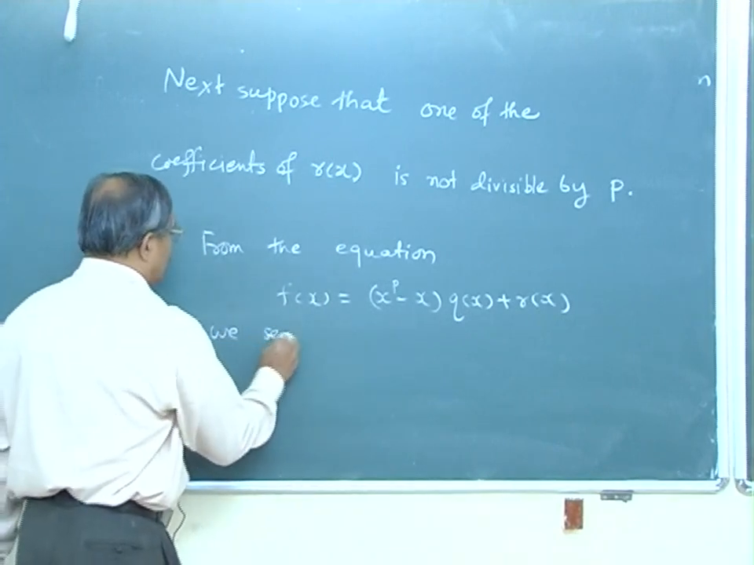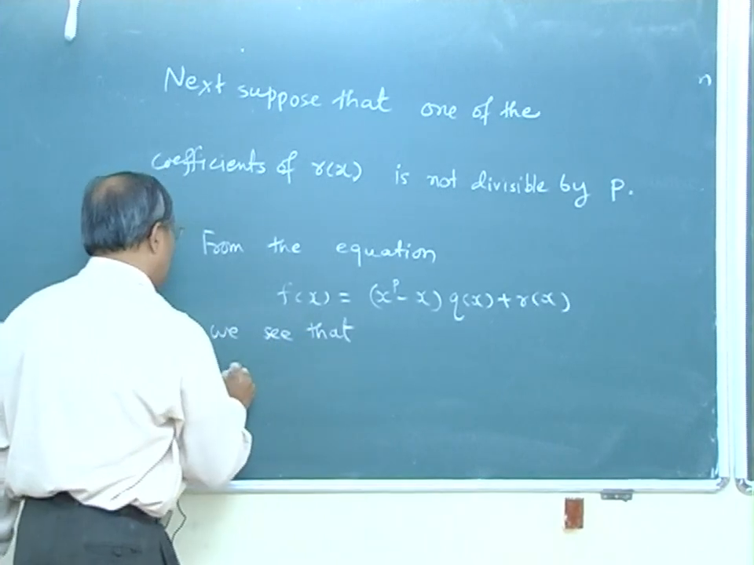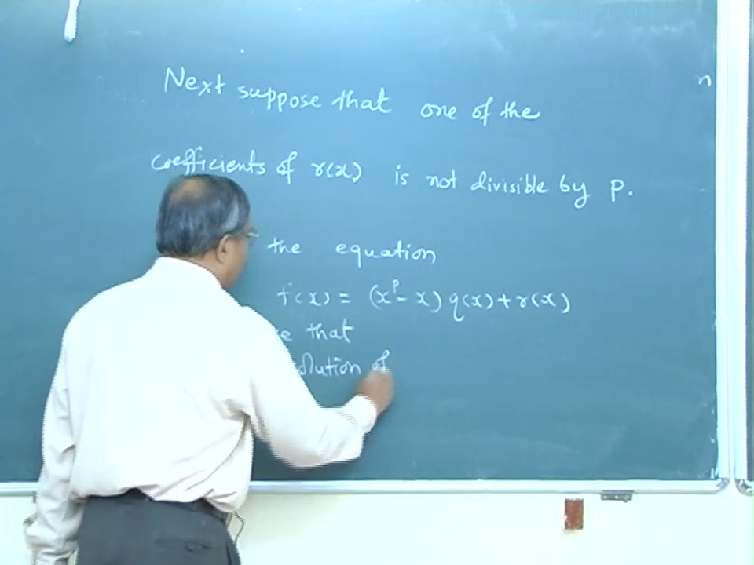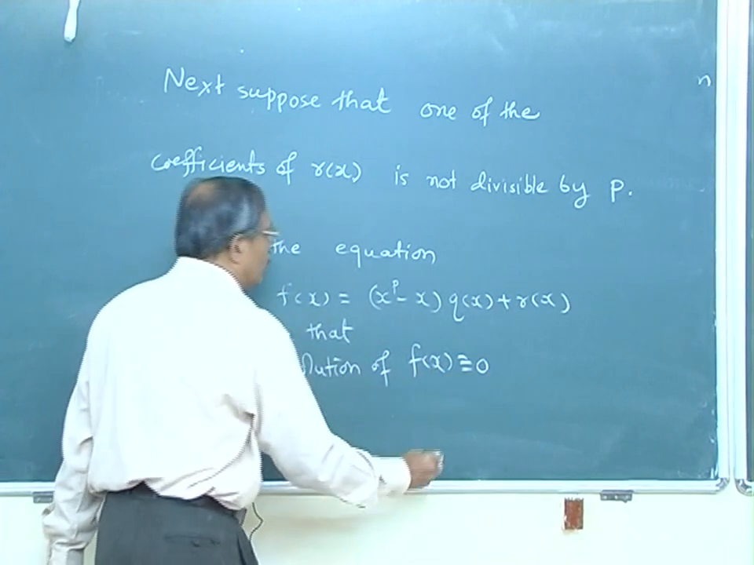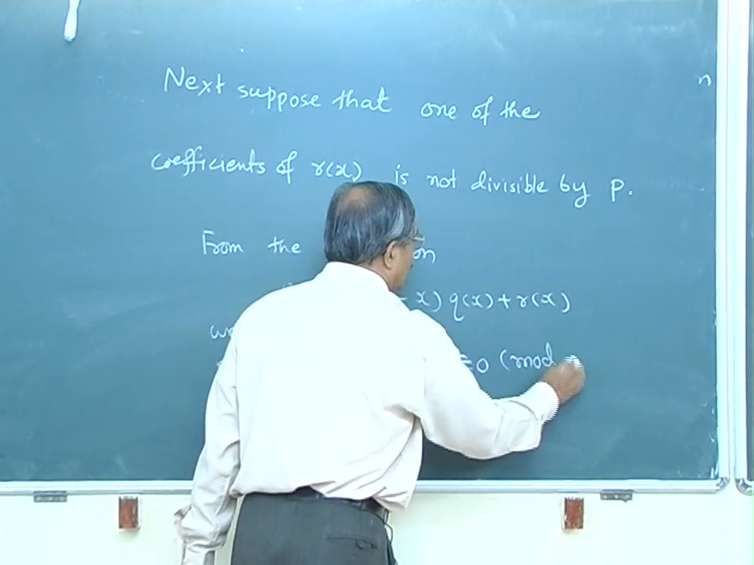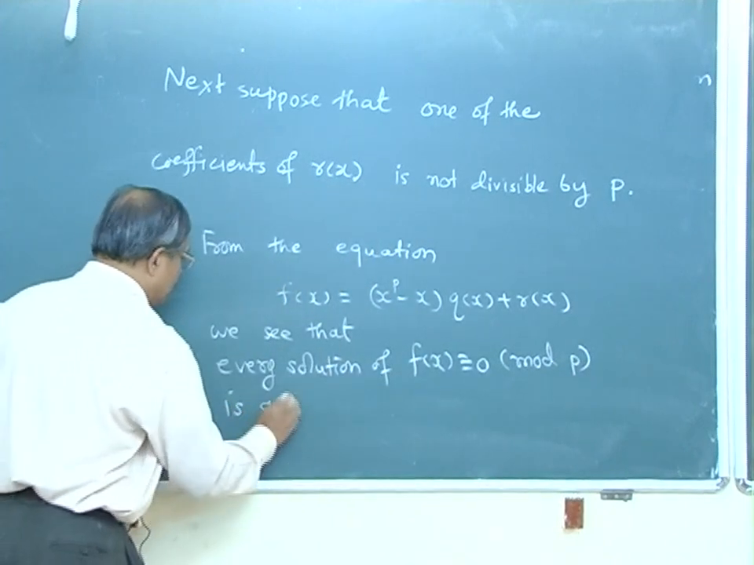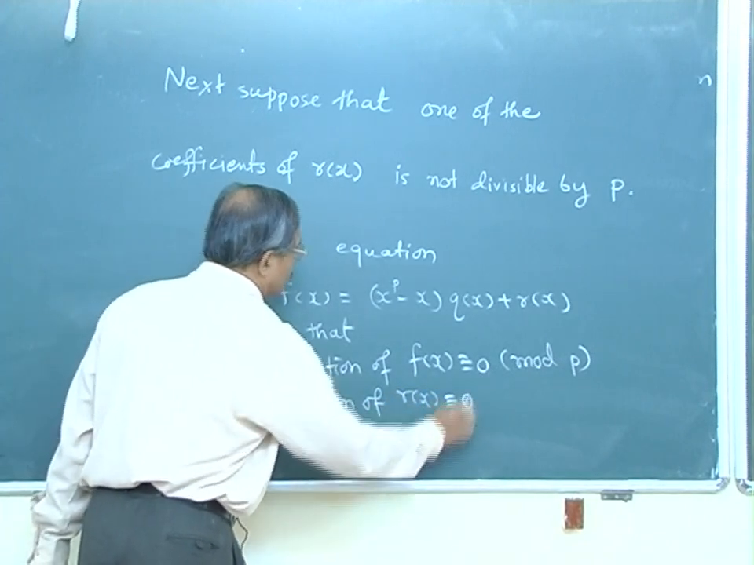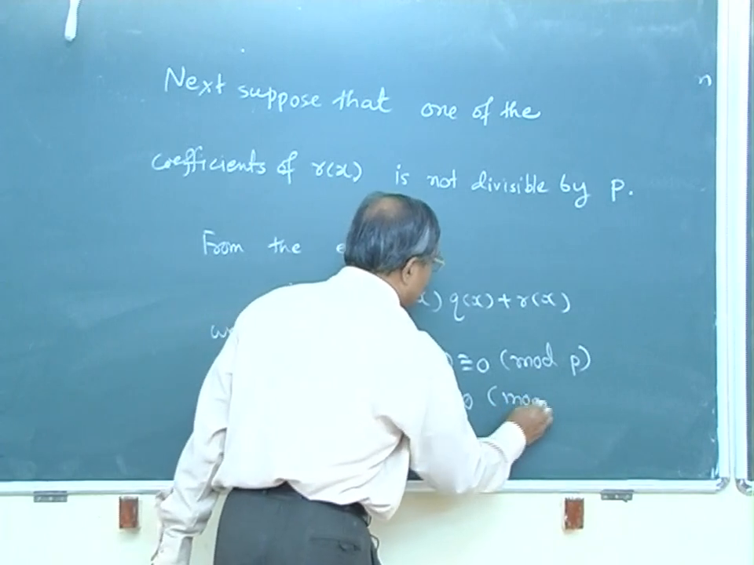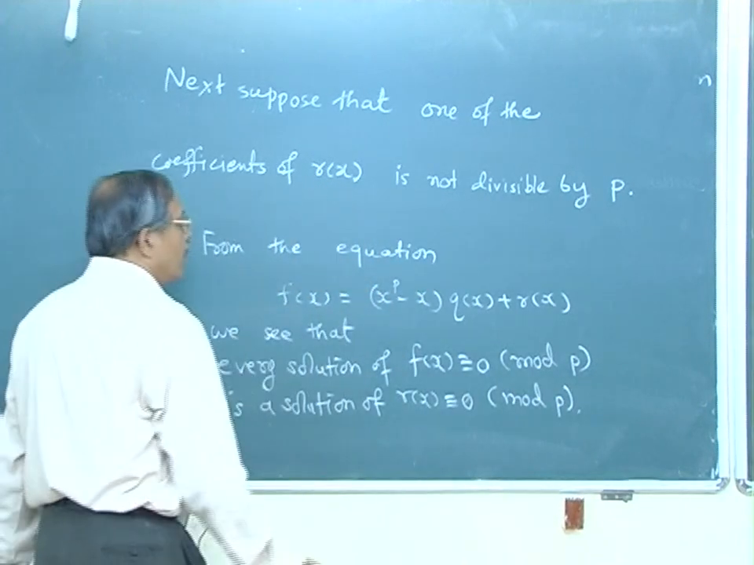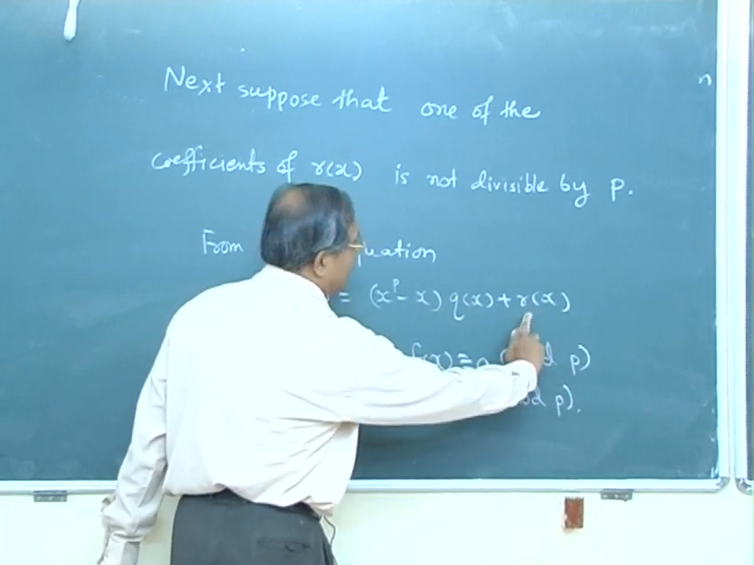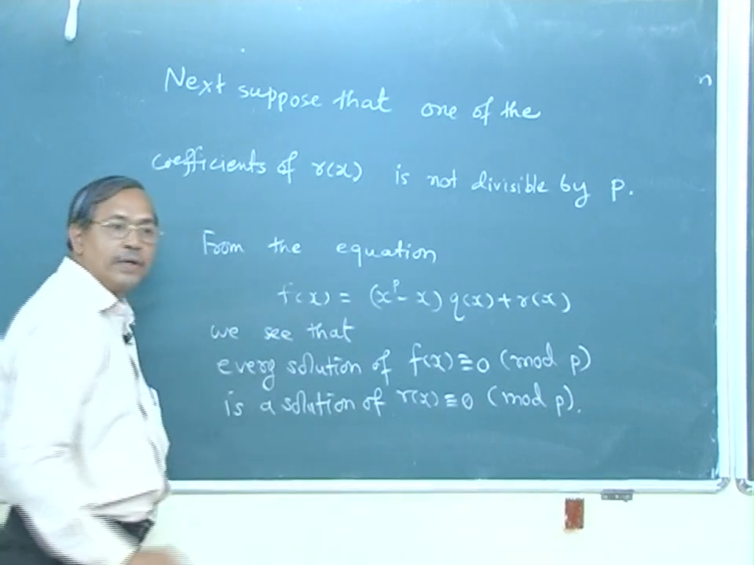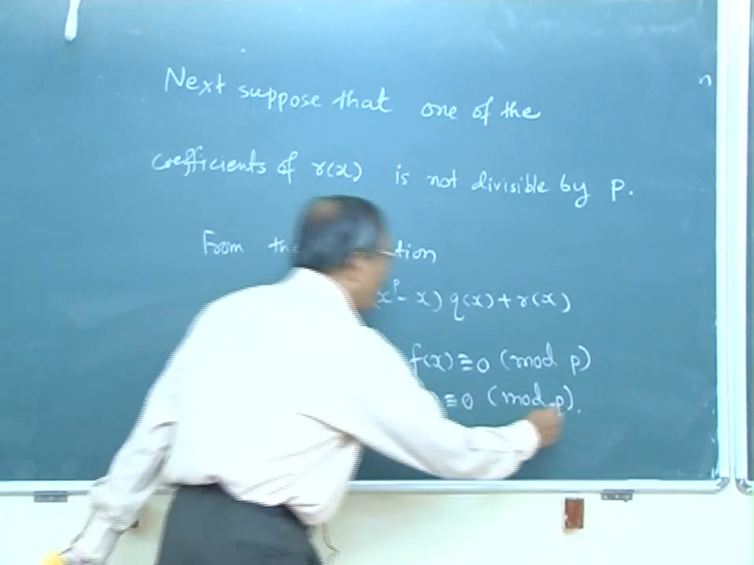We see that every solution of f(x) congruent to 0 mod p is a solution of R(x) congruent to 0 mod p. And conversely, if you have a solution of R(x) congruent to 0 mod p, then because of this part, Fermat's little theorem, that is a solution of f(x) congruent to 0 mod p.